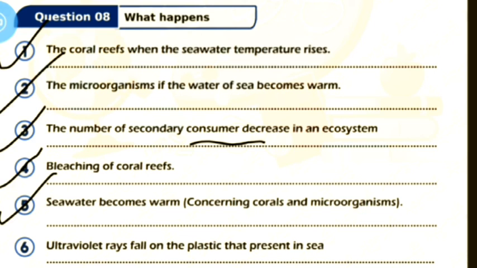Last question: the ultraviolet rays fall on the plastic that is present in the sea. What happens? The answer: microplastic will be formed.